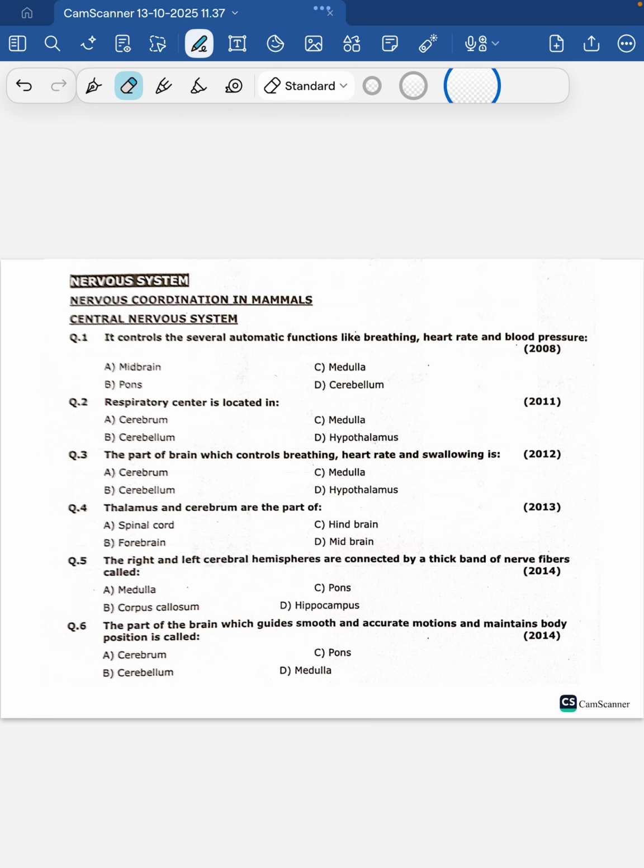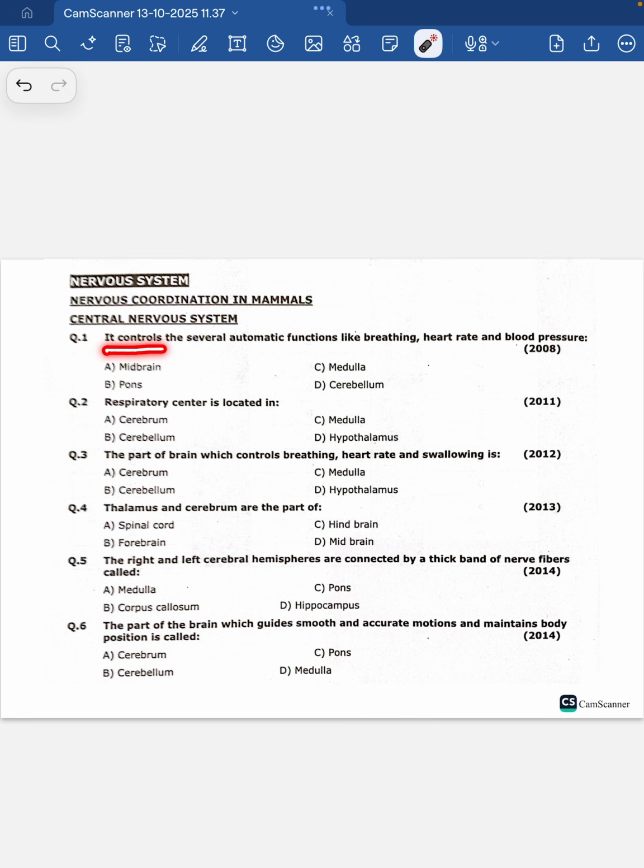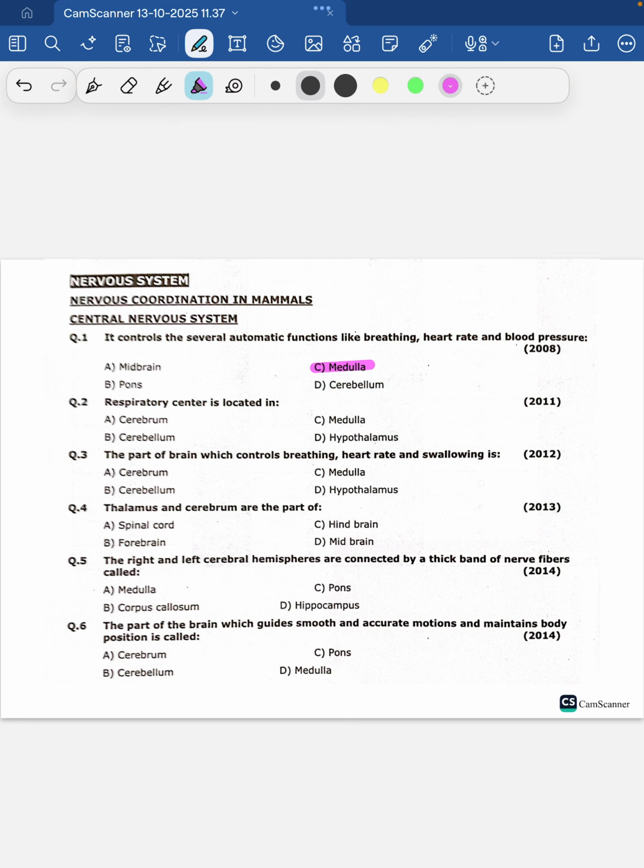First MCQ: The control of nervous system control the several automatic functions like breathing, heart rate and blood pressure. You know very well that medulla oblongata control most of the involuntary functions, especially breathing, heart rate, blood pressure, and also the vomiting and peristalsis.